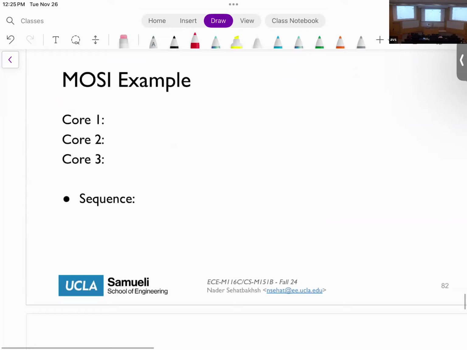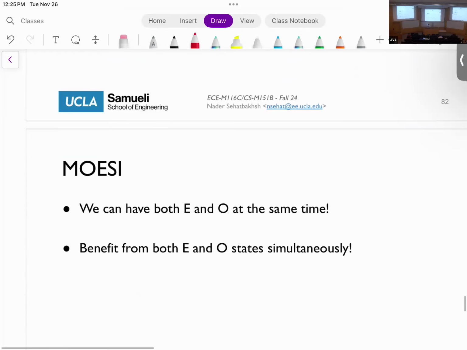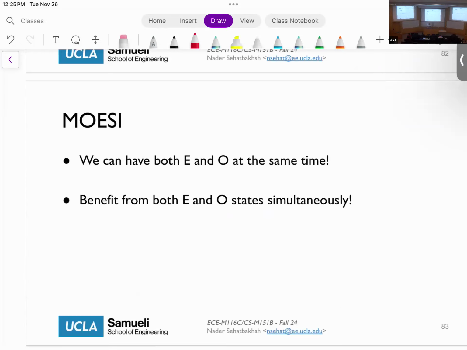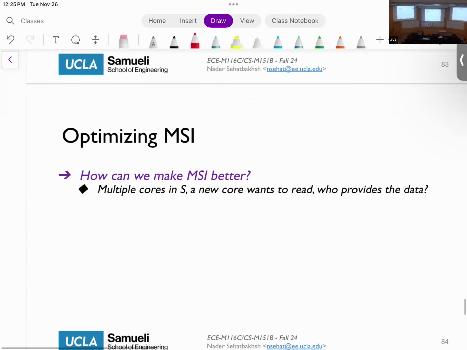So last one. I'm going to do the example later, but this is just answering your question. You can have E and O at the same time. As I said, they are doing different things, so you can benefit from both. But of course, the trade-off is your coherency becomes more complicated. You need to maintain more states, but you can benefit from them.